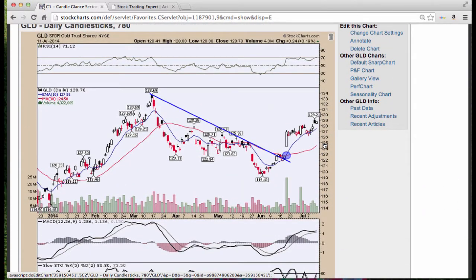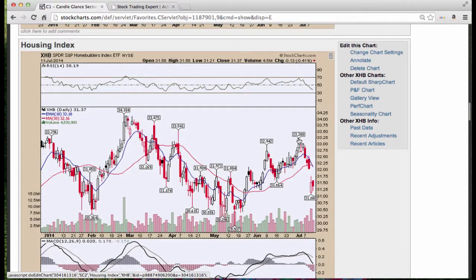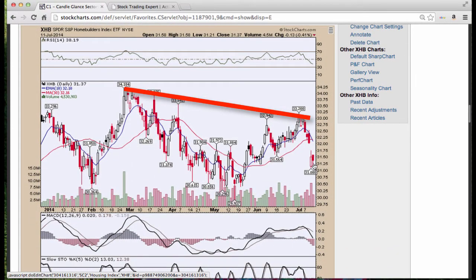Now with gold, this is a very compelling chart. We have a break of a downtrend. We have a crossover of the 10 period above the 30 period moving average. So we're already starting to set up a box trade to the long side on gold. We'll look at that sector in detail in a minute. Looking at housing, we broke down. We're not interested here.